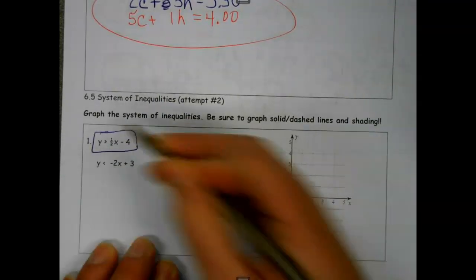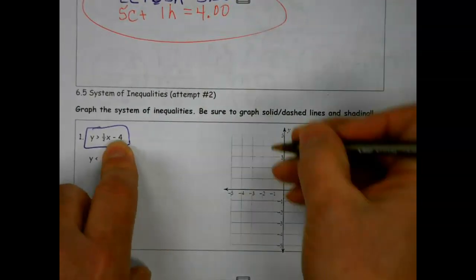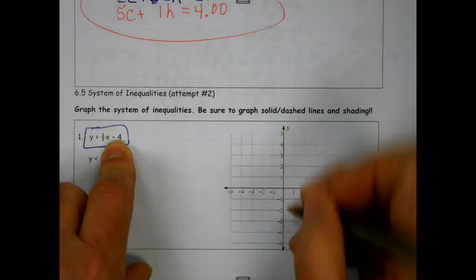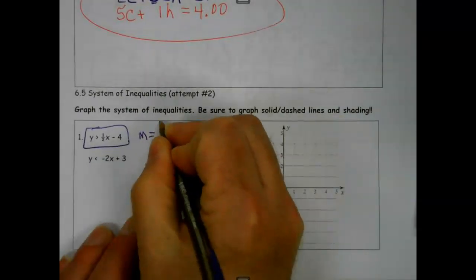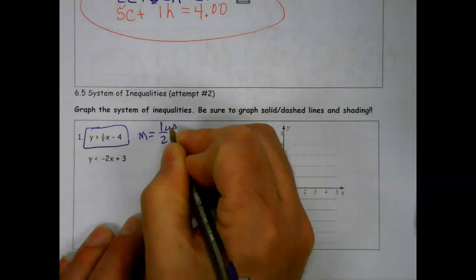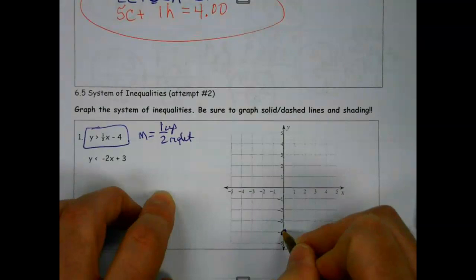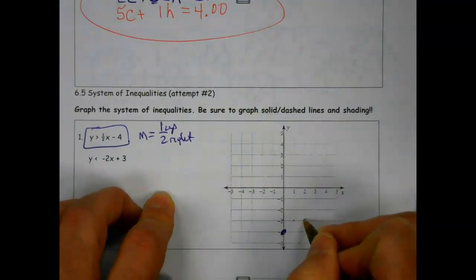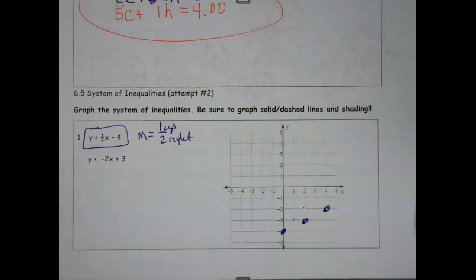So, I'm going to graph this. My y-intercept is at -4. Watch signs, they matter. My slope is 1/2. From here, up 1, right 2. Up 1, right 2. As long as you've got at least 3 dots, you're good.